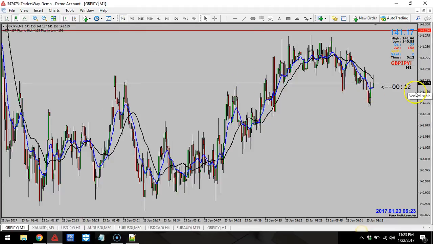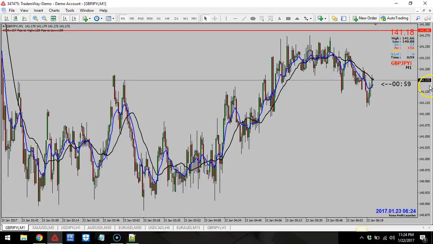Alright, as you see right here, the price 141.169 is what the current price is, right? It just went up to 172. Now it's up to 176. From 141.169 to 141.176 is 5 pips.